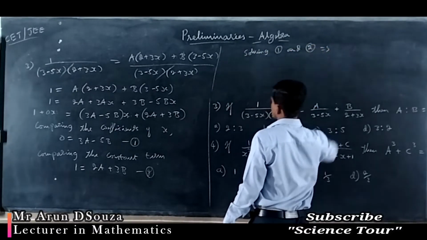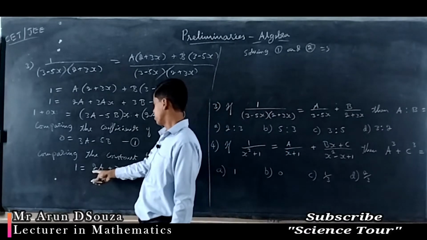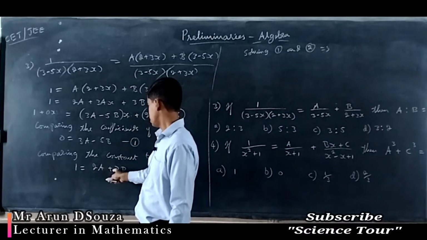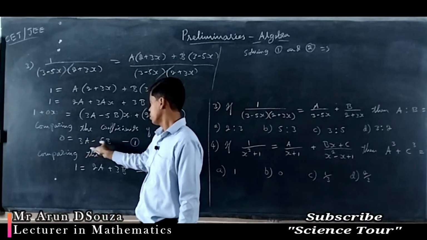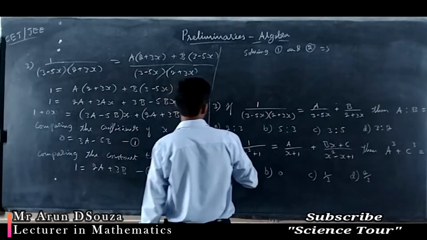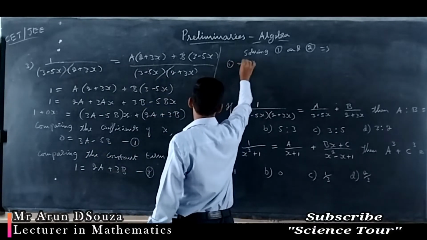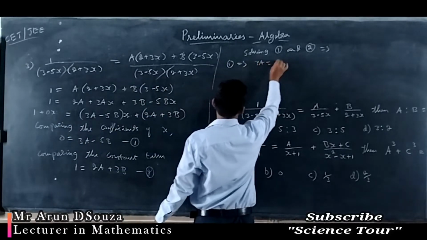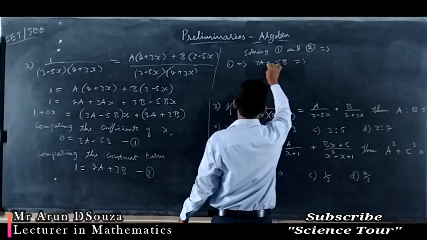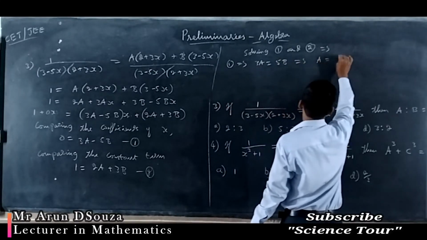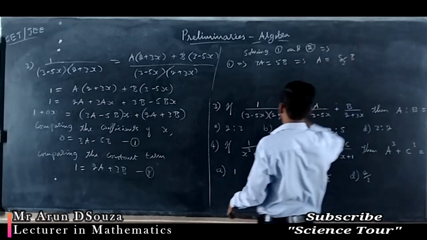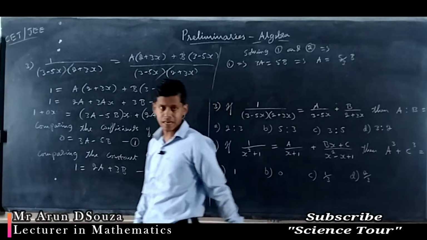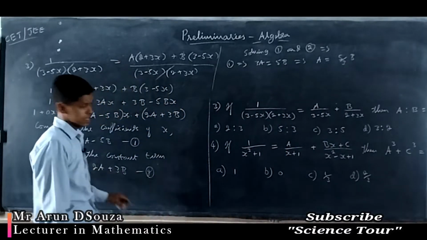So how do you solve 1 and 2? See, you have 2a here and 3b here. You have 3a minus 5b. So from 1, what do you get? From 1 you will get 3a is equal to 5b. That means a is equal to 5 by 3b. 3 has to be divided that side. Now substitute that in second.